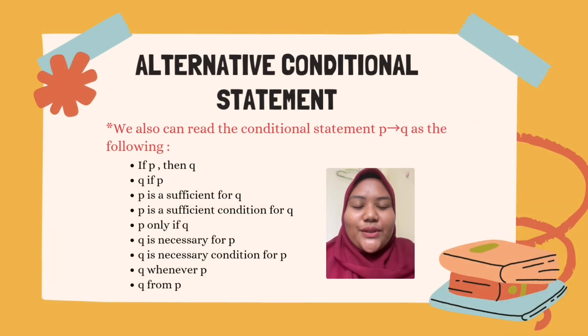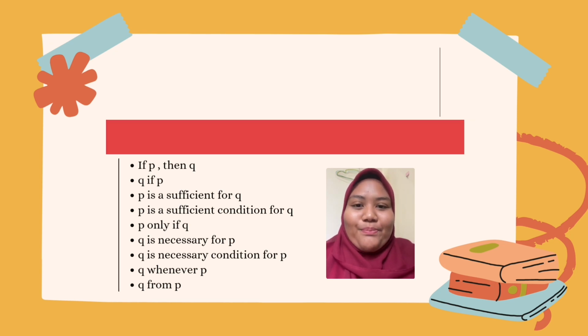We also can read the conditional statement P implies Q as the following. There are alternative conditional statements that we have to know for this topic. First, if P then Q. Second, Q if P. Third, P is sufficient for Q. Fourth, P is a sufficient condition for Q. Fifth, P only if Q. Sixth, Q is necessary for P. Seventh, Q is a necessary condition for P. Eighth, Q whenever P. And the last one is Q from P.